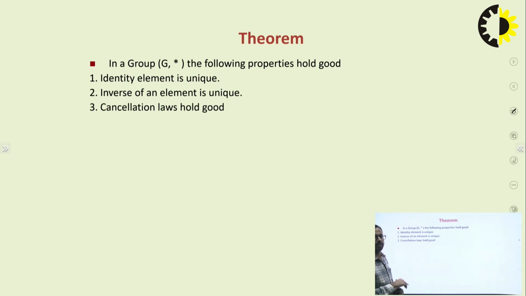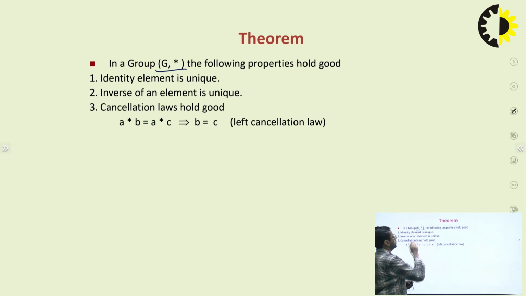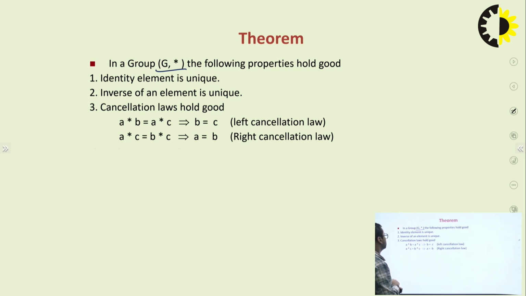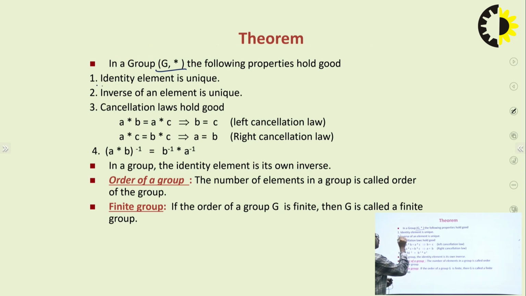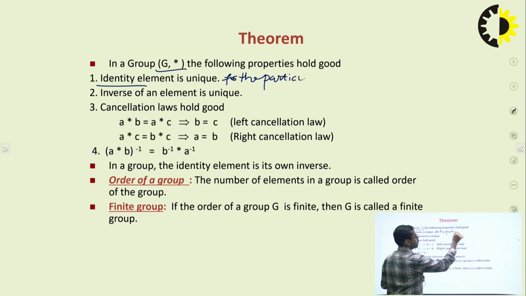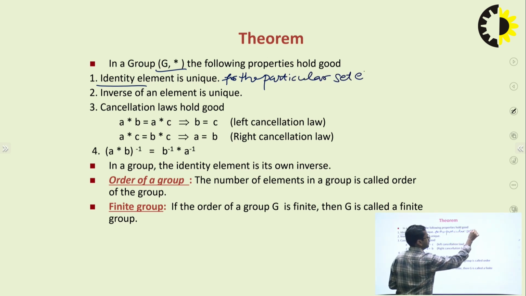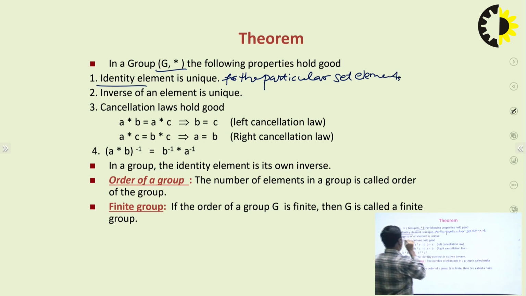The next one is an important theorem. In a group (G, star), where star is the operation, the following properties hold good. The identity element is unique, as we have already discussed, for a particular set. The inverse of an element is unique from element to element in a set.